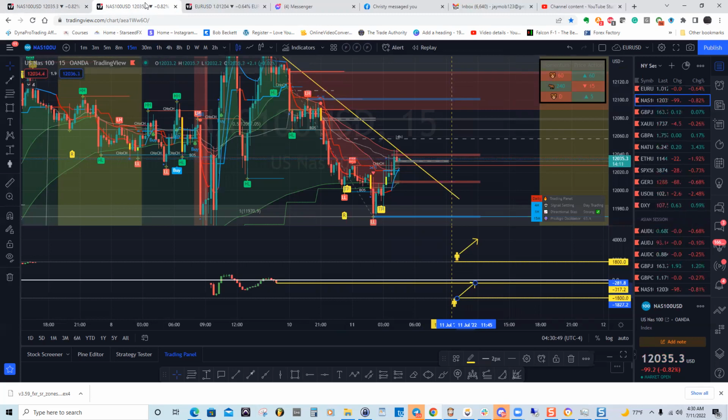All right, so what we're looking for. If he opens up someplace in here, let's say it opens at 0, then what do you got? Oh, it might be a ranging day. When I say ranging, it could be consolidation.